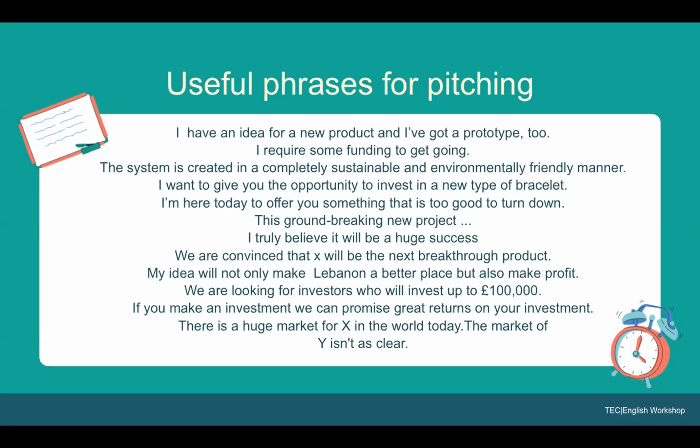There is a huge market for X in the world today. The market of Y isn't as clear. So let's say we're doing an agriculture platform, okay? في كتير agriculture platforms, but they're not like your platform. So عم بتقولوا لهم إنه في a huge market for agriculture in the world today, but the market of, for example, fruits specifically isn't as clear, or of e-commerce in agriculture isn't that clear. Okay?